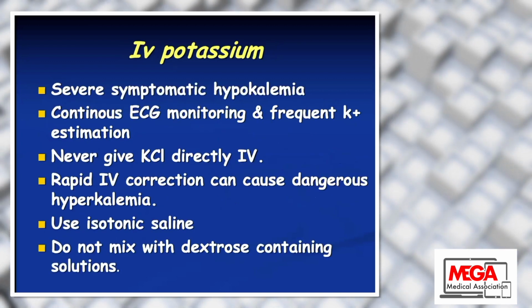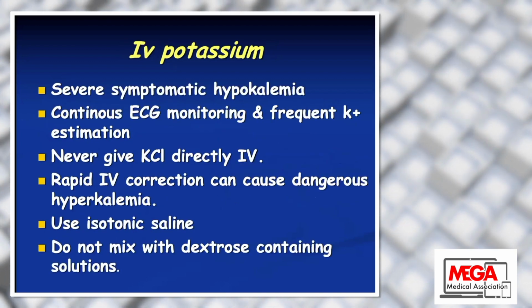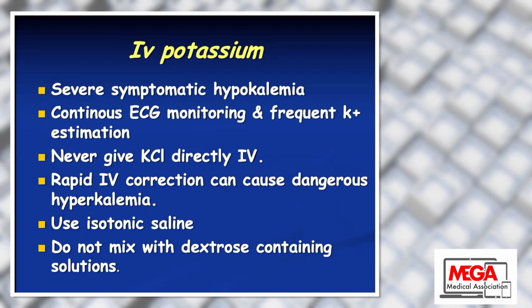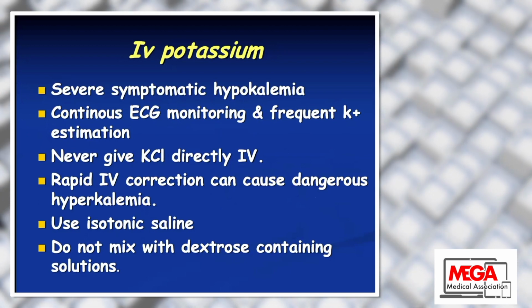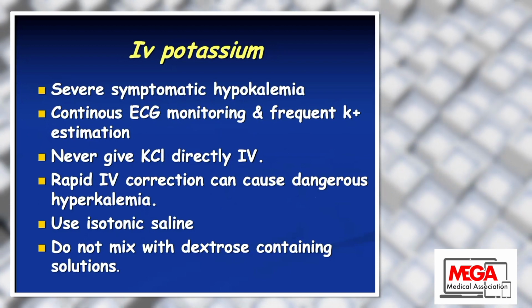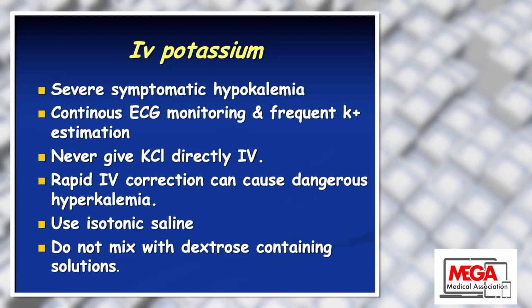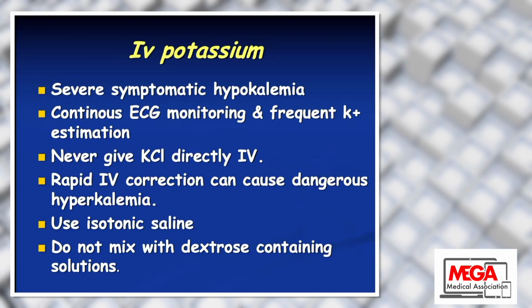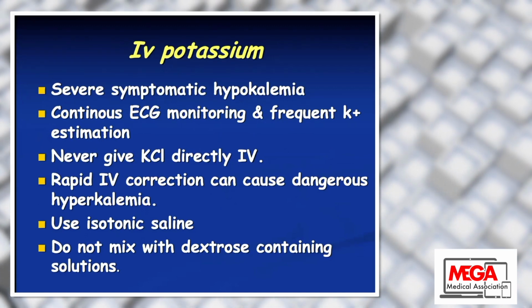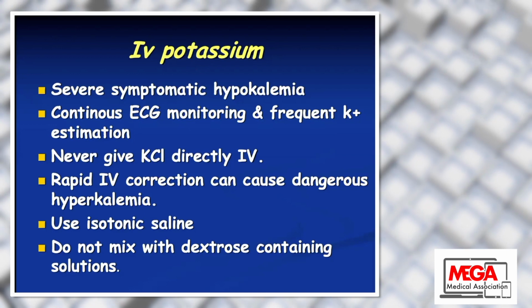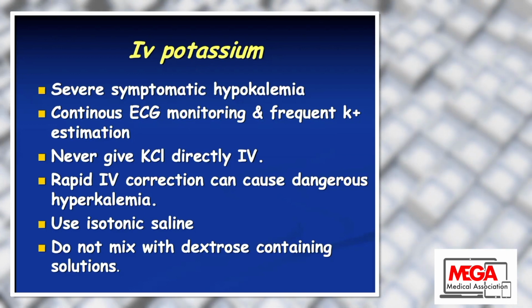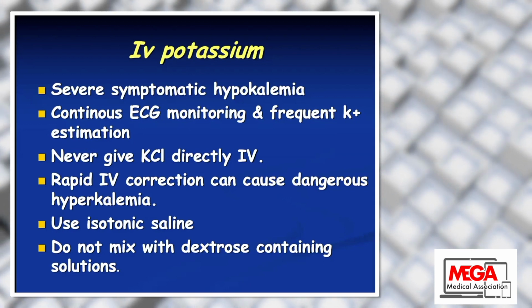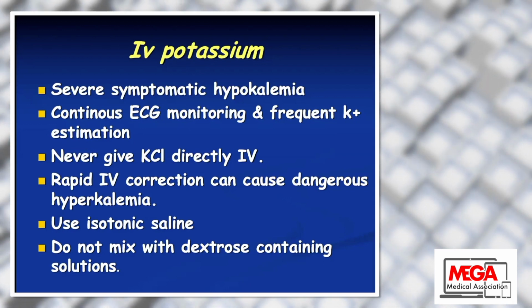IV potassium. We refer to IV potassium in severe symptomatic hypokalemia together with continuous ECG monitoring. And as we said, we give potassium together with frequent potassium estimation to see if the patient needs more. Never give potassium chloride directly IV, as it may cause cardiac arrest. Rapid IV correction can cause dangerous hyperkalemia. Use isotonic saline and avoid dextrose-containing solution.